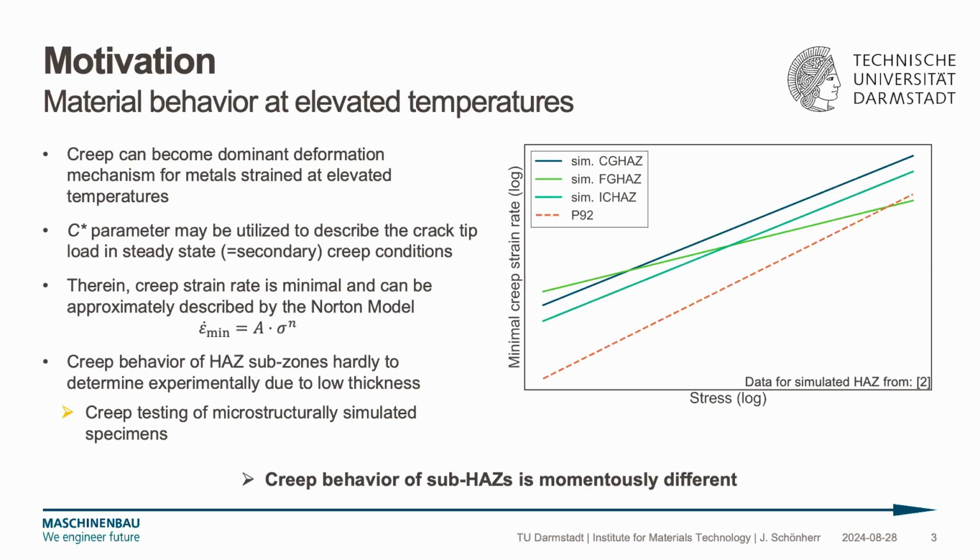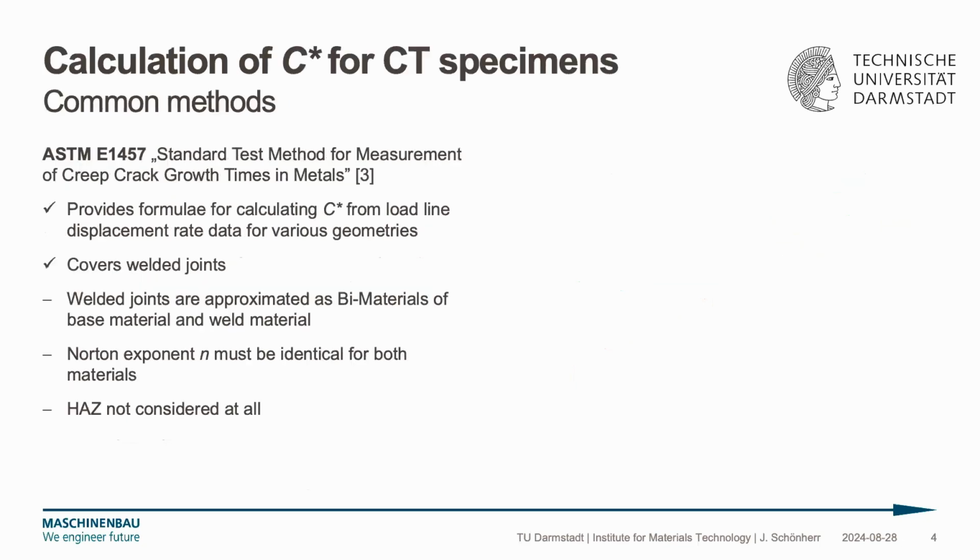And as you can see, we have here the three heat-affected zones that were each microstructurally simulated. So they were heat-treated from the base material, the P92 in this case. The y-axis intercept, which translates to the A, as well as the slope, which translates to the N, differ greatly. And therefore, you are asking, does this play a role if we want to calculate the C star integral?